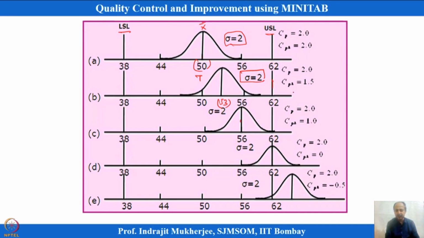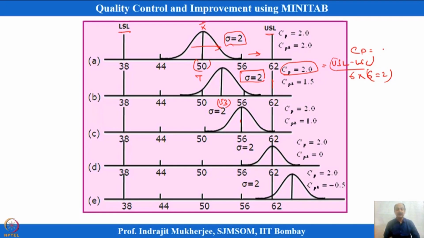It will move over here, but the CP index remains the same, because CP equals USL minus LSL divided by 6 times the standard deviation. Standard deviation remains 2, so it is not changing, and USL is also frozen, but the whole distribution is moving from this end towards the higher upper specification side. So, the accuracy part is not considered in this formulation of CP. The accuracy part is missing over here.